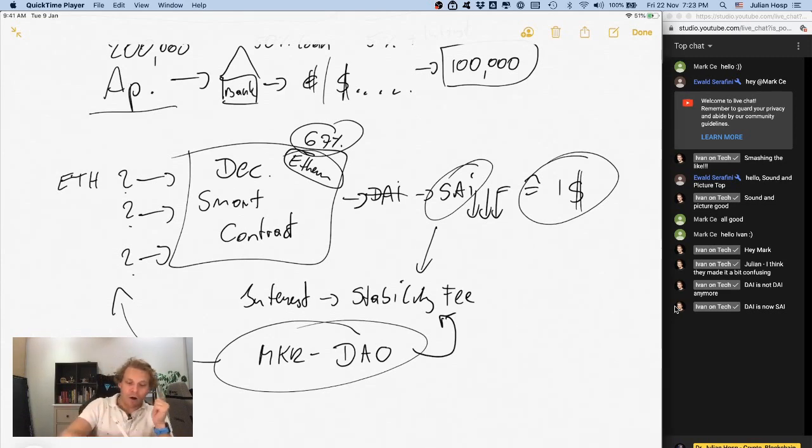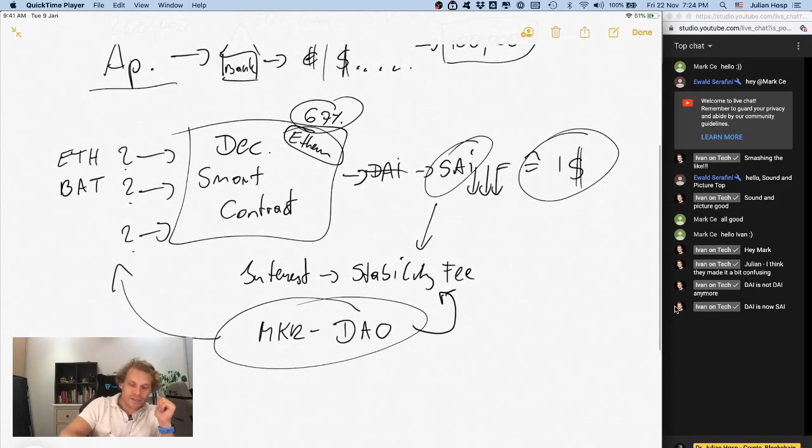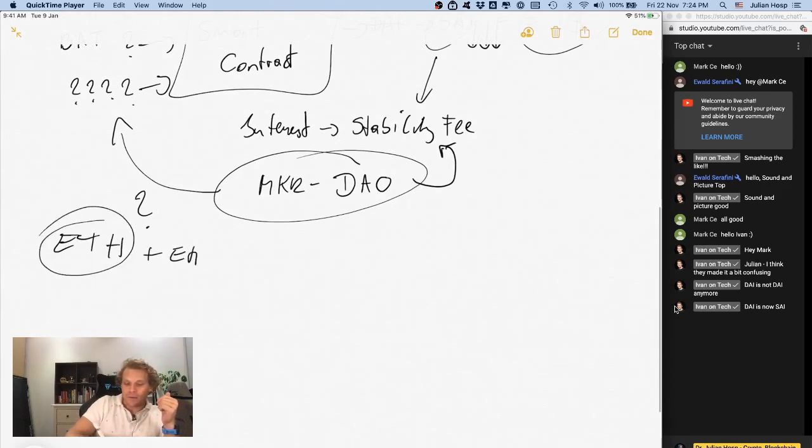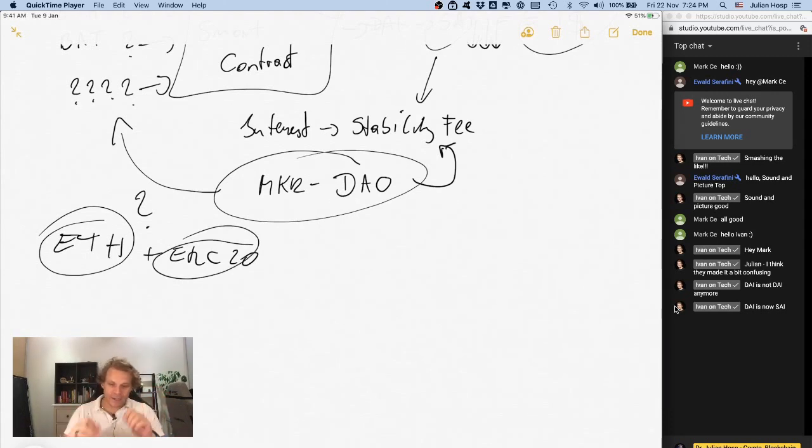But now they offer a second coin that you can stack here, and that's BAT, B-A-T. And they've been thinking about a lot of other choices that you can add here. And here's obviously the key thing: this at the moment is really tied to the Ethereum system, so obviously Ethereum and ERC-20 tokens. And now this is where it gets interesting.